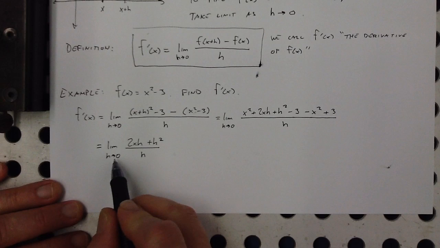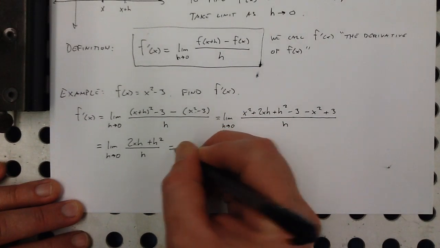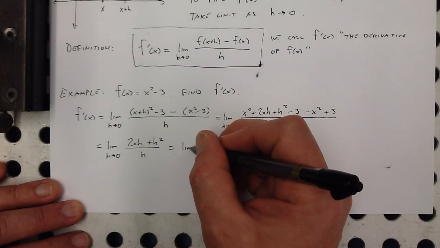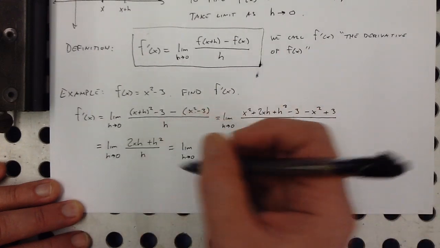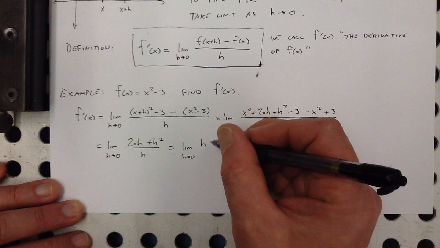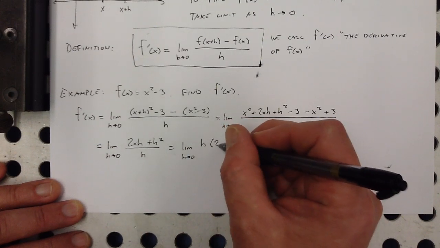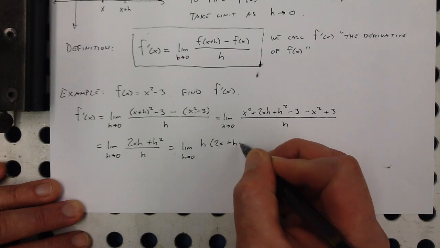Now notice if you plug 0 in for h, you still get 0 over 0, because there's h's in everything. But that means if there's h's in everything, then let's factor an h out of the top. So that's factoring here, I mean like undistributing. So pull an h off that and an h off that, and that will leave us this.